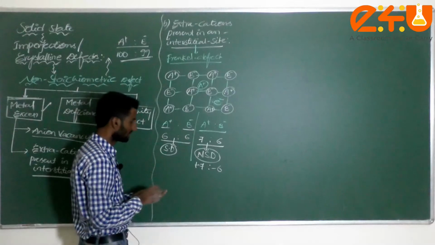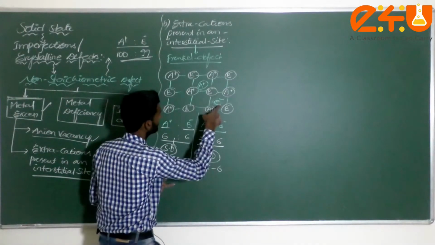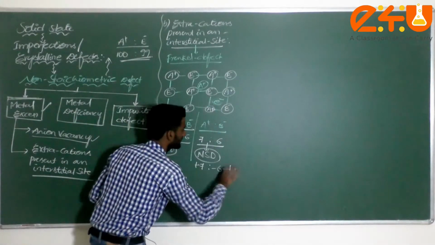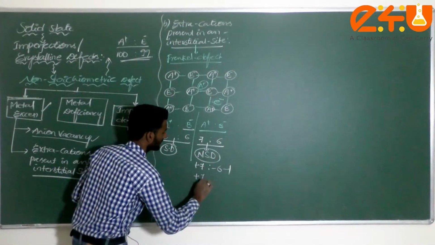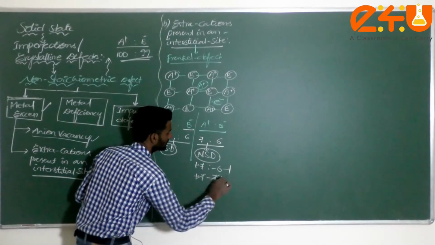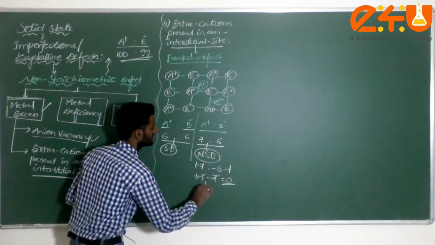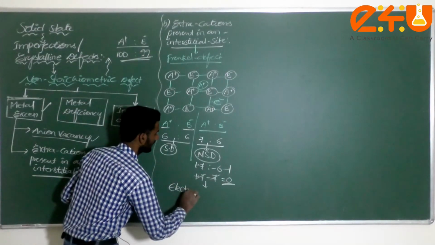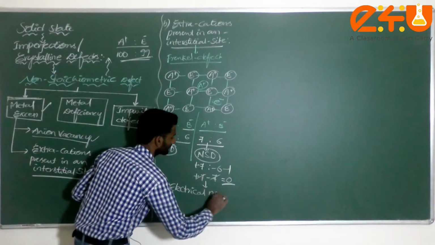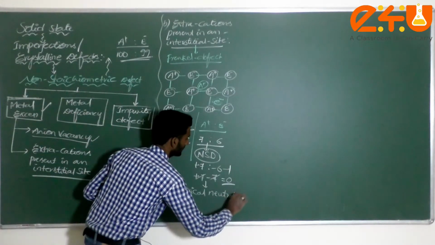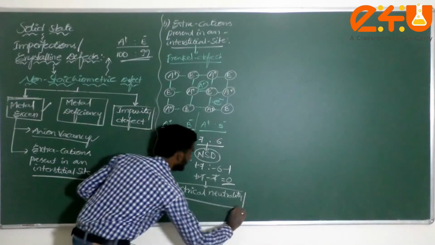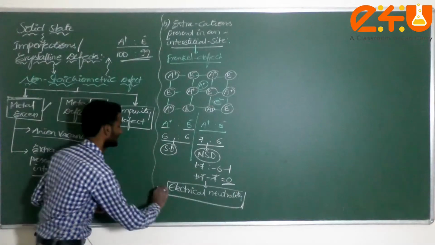Is electrical neutrality maintained or not? Just have a check. -6, including this electron, the charge is -1, so -7, and +7 -7, both cancel, that is equal to 0. Then it maintains electrical neutrality, dear student. Electrical neutrality has to be maintained. This is a very, very important point.